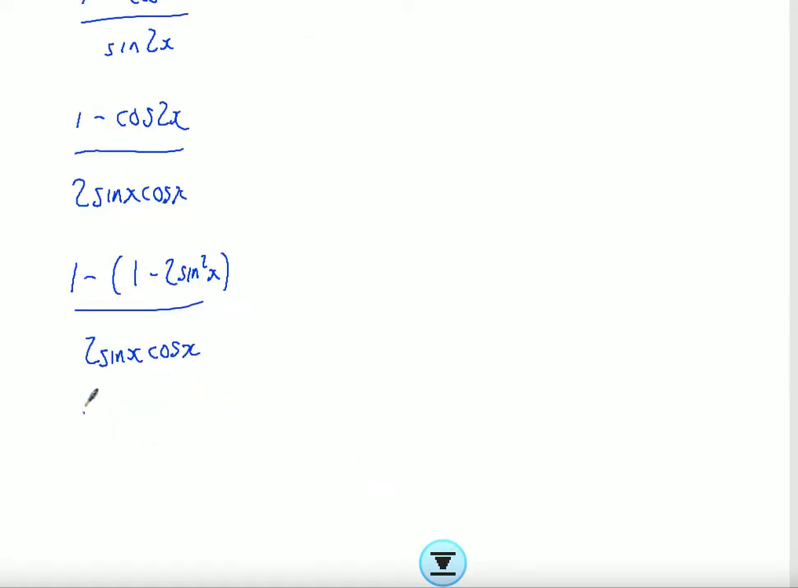The 1's cancel out, leaving us with 2 sine squared x over 2 sine x cos x, and we can see that this works beautifully, leaving us with sine over cos, which is tan, as required. But again, remember, we're proving it, so now we can use that fact to help us with the next part.